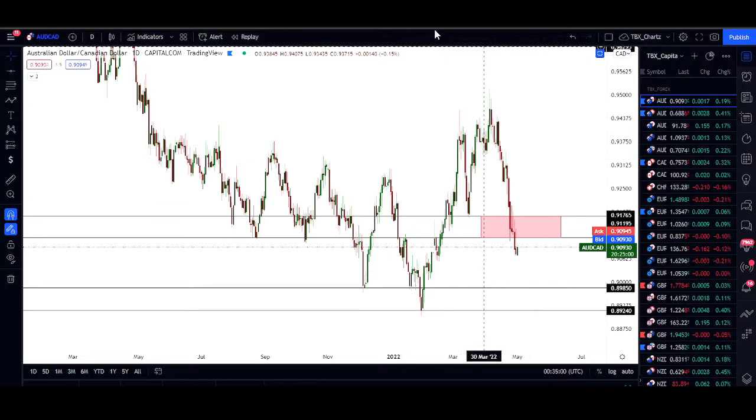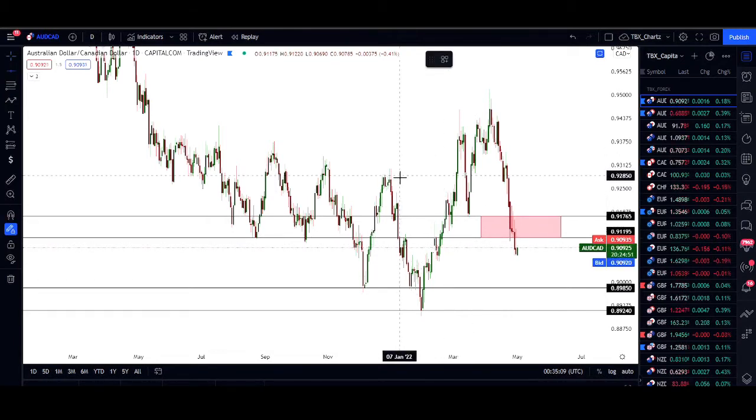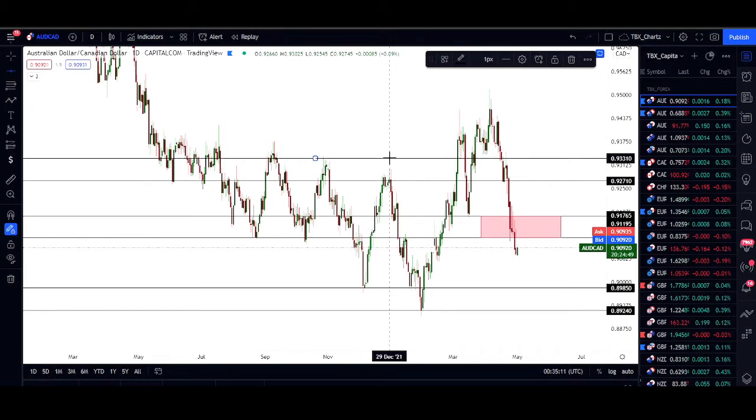So I don't need to fill the whole of my screen with different support and resistance. That is, I don't have to do something like this and draw something like this. These are also valid areas, but I don't have to do something like this.